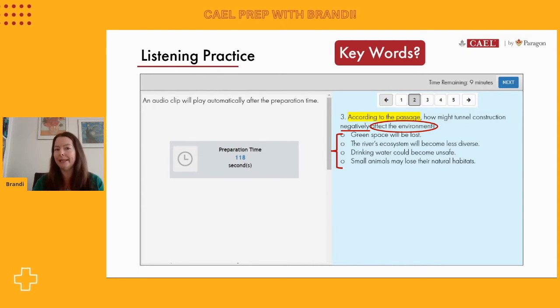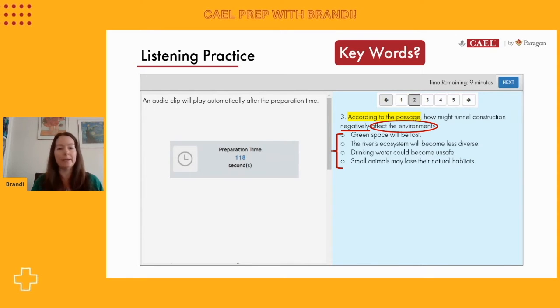Now, the words from the answer choices might be differently worded in the speech. We have to be aware of that. So we can't always just listen for direct words or direct matches. Oftentimes we'll hear synonyms or paraphrased ideas, but it's the same idea that we're listening for in order to match up with one of these answer choices.